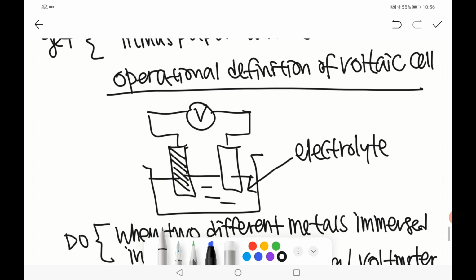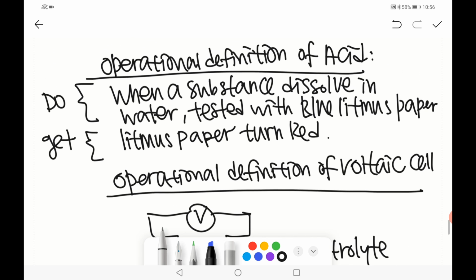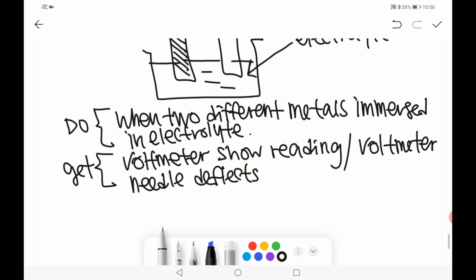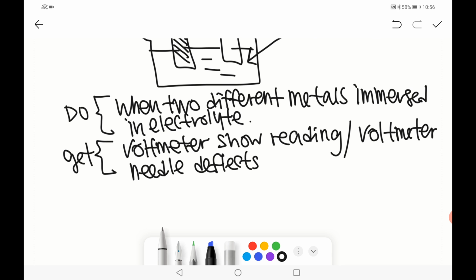Okay, so remember, operational definition has nothing to do with the definition from the textbook. For an operational definition, you must tell people what you should do and what result you are getting. By doing these two steps, you should be able to get a good operational definition.